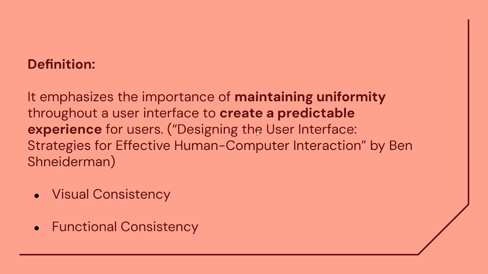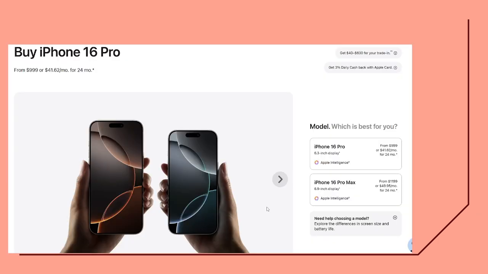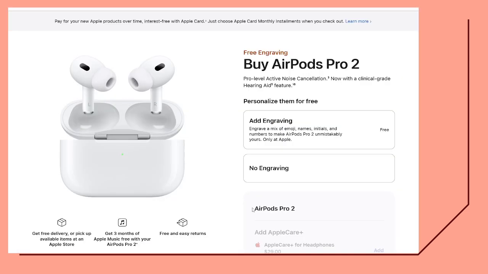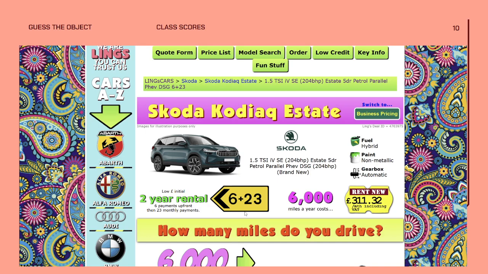So that's also what we mean by visual consistency, so it should look the same, and also functional consistency, so the ones with the same look should also have the same function. For example, this is the website of iPhone. We have the picture on the left side and some purchasing options on the right side. And it's the same for the AirPods, as we have the picture on the left and some introduction and options on the right side. But if we take a look at Links Cars, you will see it's so chaotic.